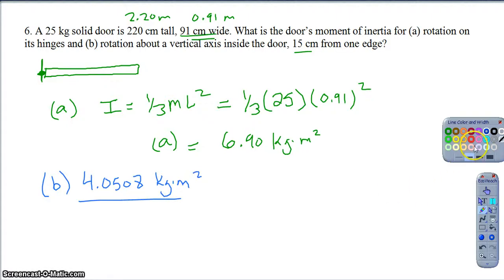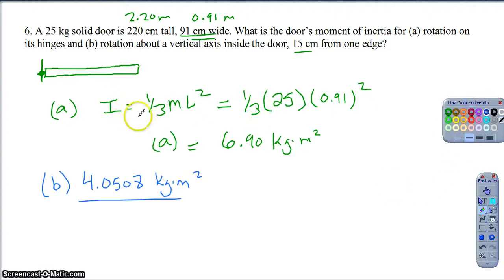Okay, so I left off part 1 of this video by setting up part A of question 6, and then I went ahead and gave the answer for part B, but I'll go ahead and work it out here if you need it. So part B is probably the trickier of the two for this question, right? What is the rotation of the vertical axis that's 15 centimeters from one of the edges of the door?